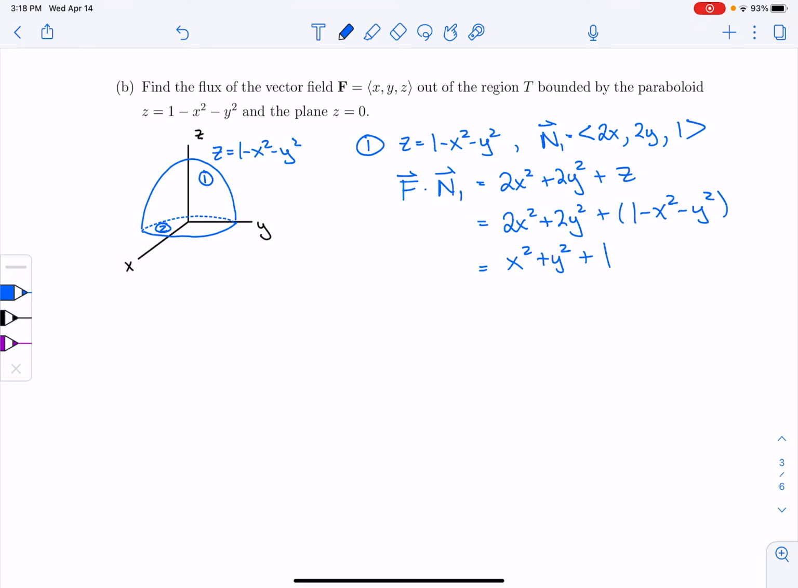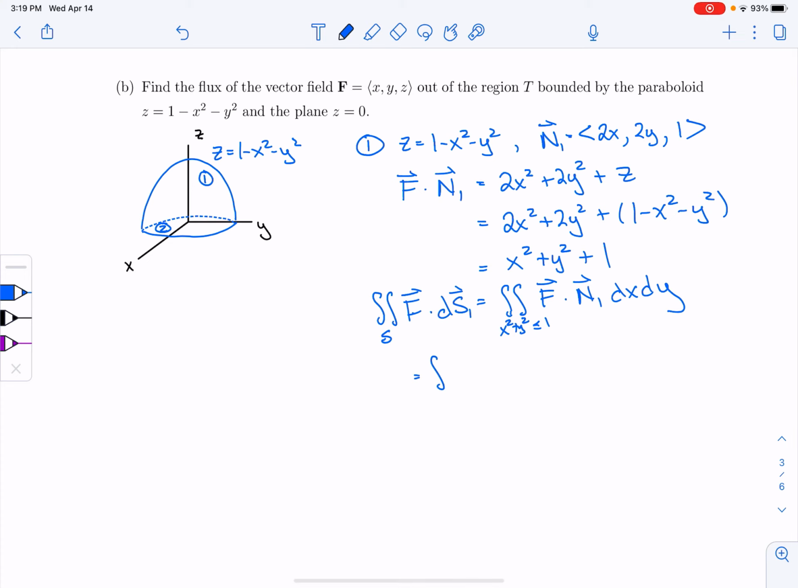So if I want to find the flux through that surface, I'm going to do the double integral over S of f dot dS. Okay, and that's going to be the double integral of f dot n in this case. So this is dS1 for that first surface, so n1. So it'll be dx dy. And then I want to integrate over the circle x squared plus y squared is less than or equal to 1.